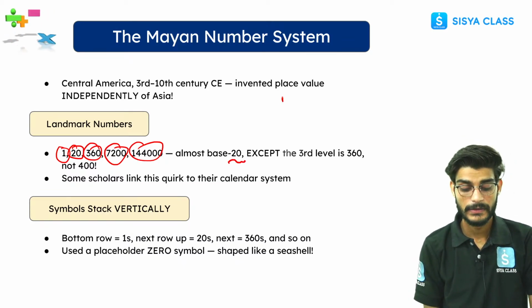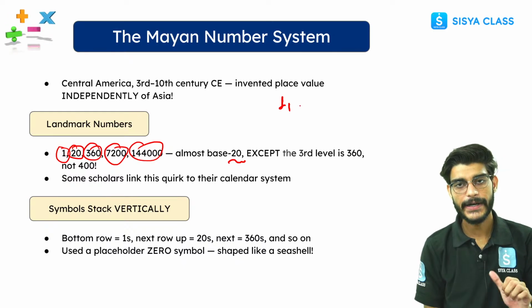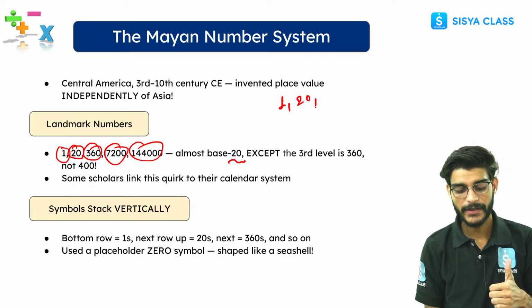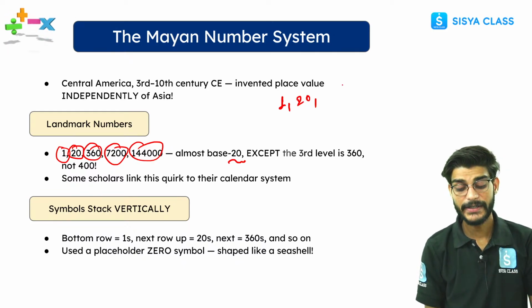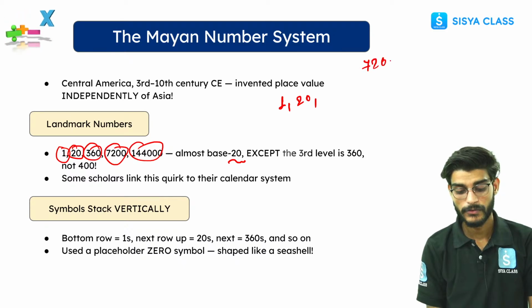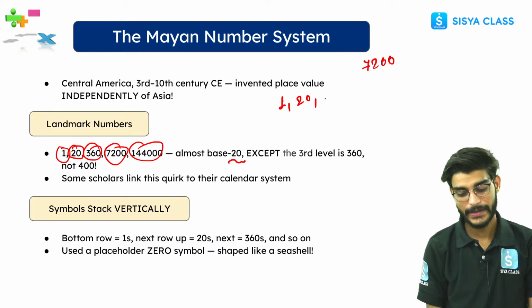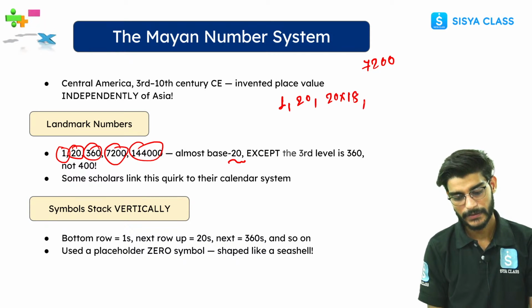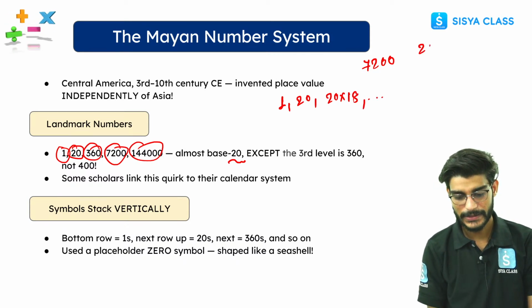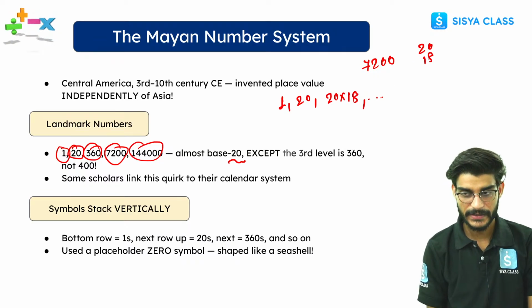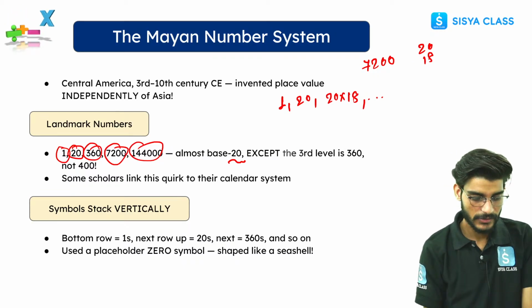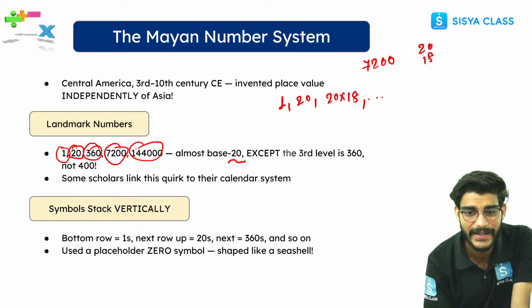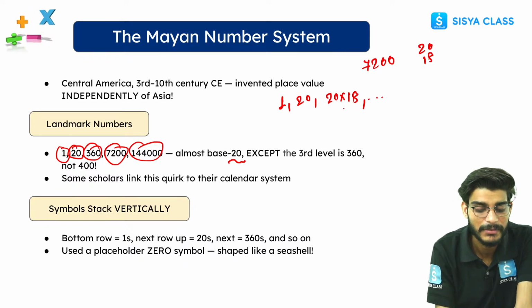See how. 1, 20, how can you write it? 20, so that is fine. They have taken the base. What about 7200? For 7200, they have taken, I think, 20 into 18. Clear? This is how 20 into 18 you will get 7200. First of all, no, 360. The third number is 360, right? So 20 into 18 will be 360 only.